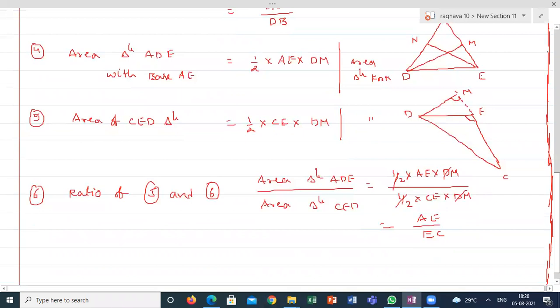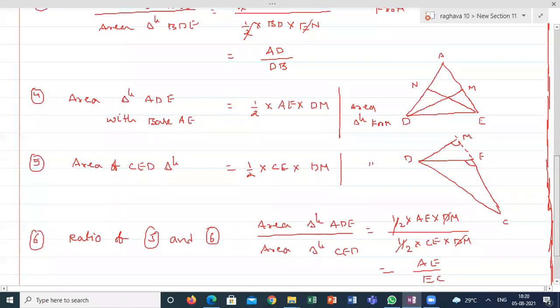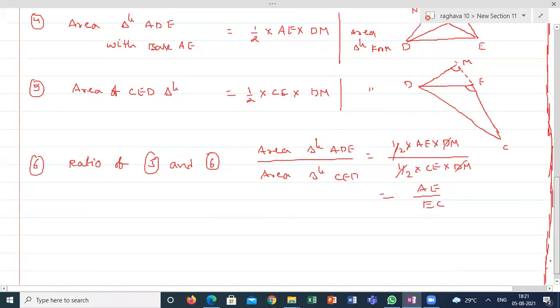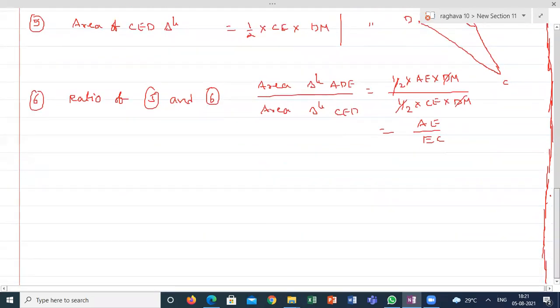Now I have to connect point number 4 and 6. No, not now. Point number 3 and 6 I have to connect. If I am able to prove point numbers 3 and 6, then my theorem is over.